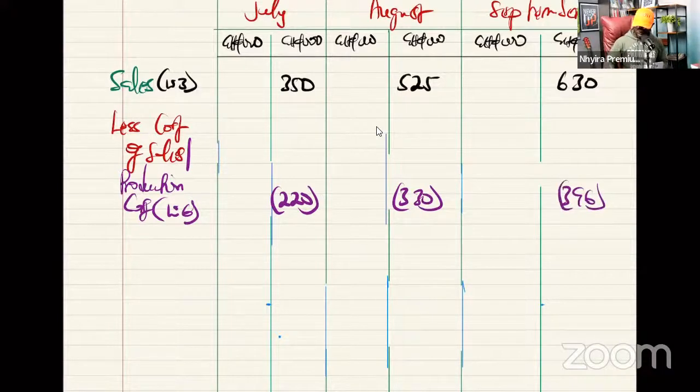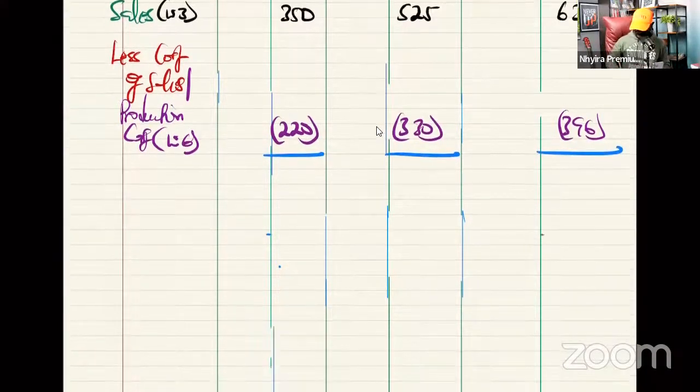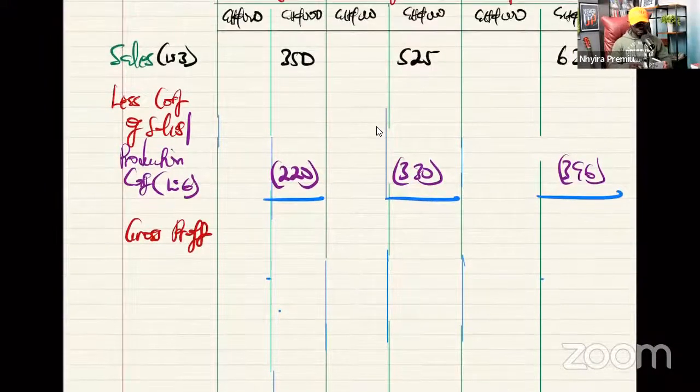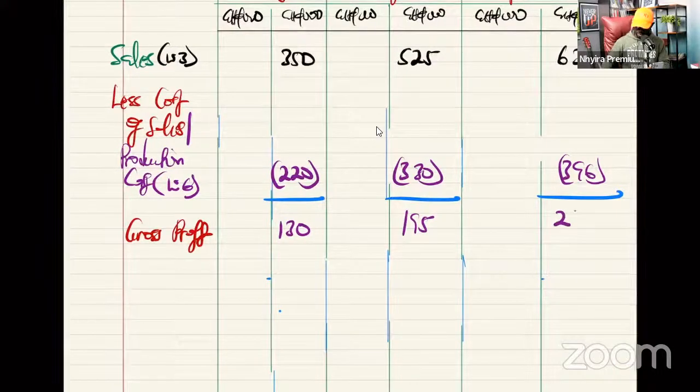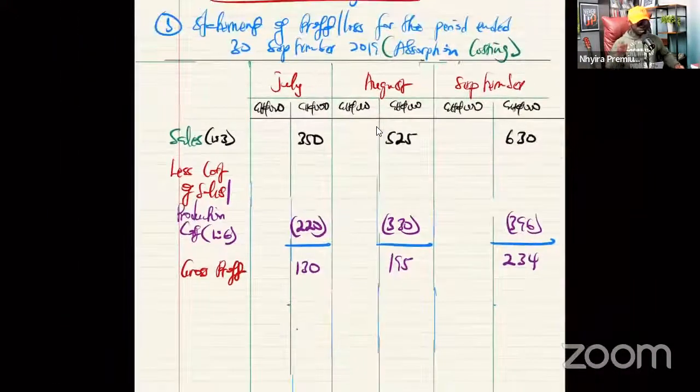So let's subtract it. When you subtract, it gives you gross profits. So what do we have? Let's punch it out. 350 less 220, that's 130. 525 less 330, that's 195. 630 less 396. We are deducting, okay, even though I'm using the word by. So that's our gross profit.